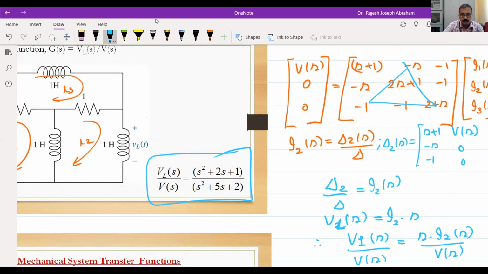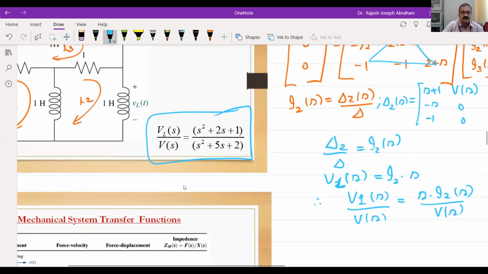Okay, so in this way we can save some time, if you are directly writing in Laplace domain and in matrix form. Fine. Now let us take some mechanical example.